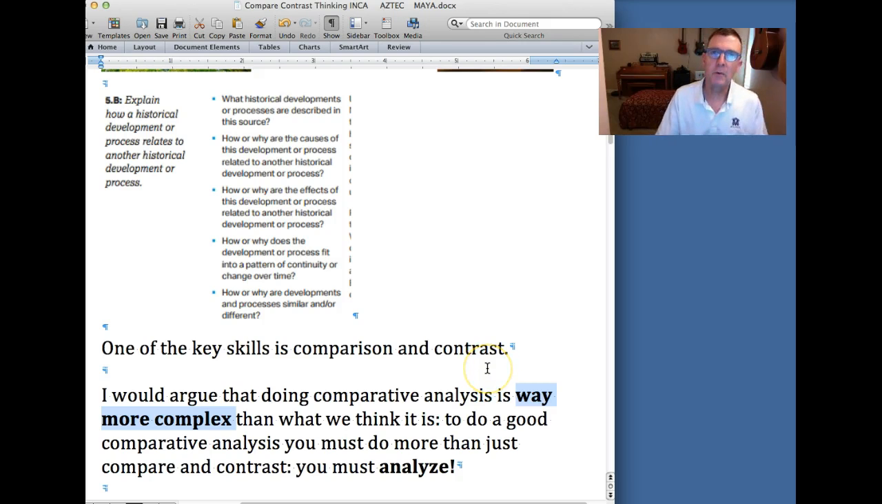If the whole thing were just to talk about how something is similar and different, then the whole test could just be done as a chart. Like, why not just do it as a chart? It is not about that. It's about seeing the differences and similarities and using those to say something.